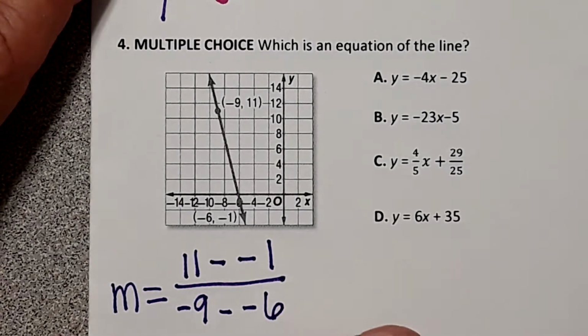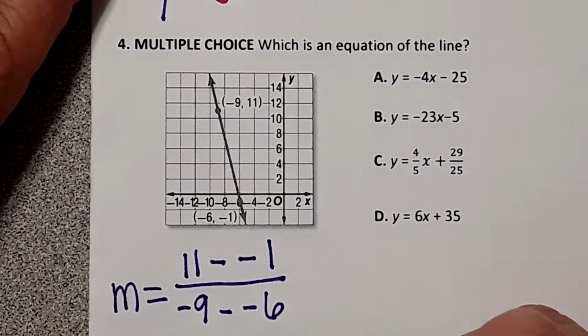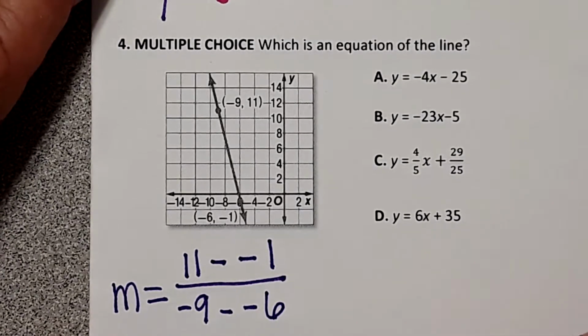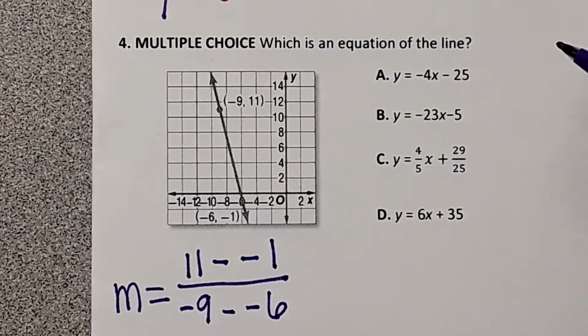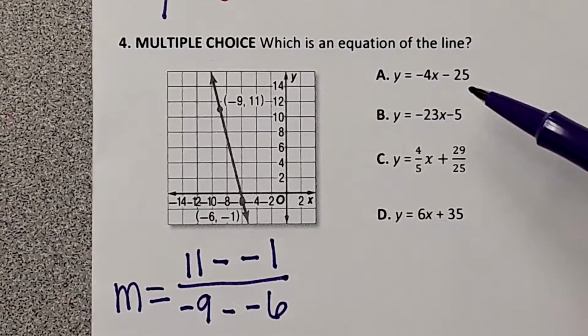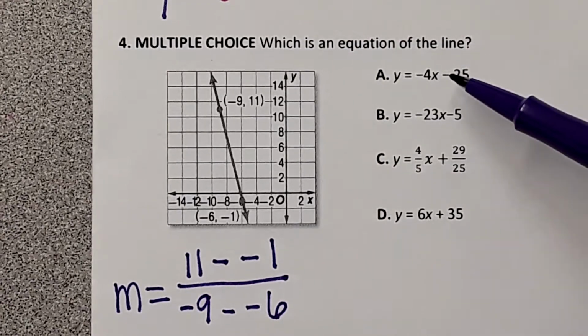This becomes 11 plus 1. This becomes negative 9 plus 6. 11 plus 1 is 12. Negative 9 plus 6 is negative 3. 12 divided by negative 3 is negative 4. There is only one answer with a slope of negative 4.